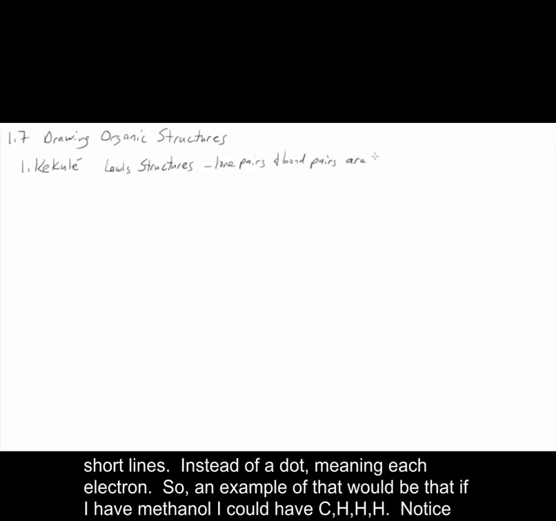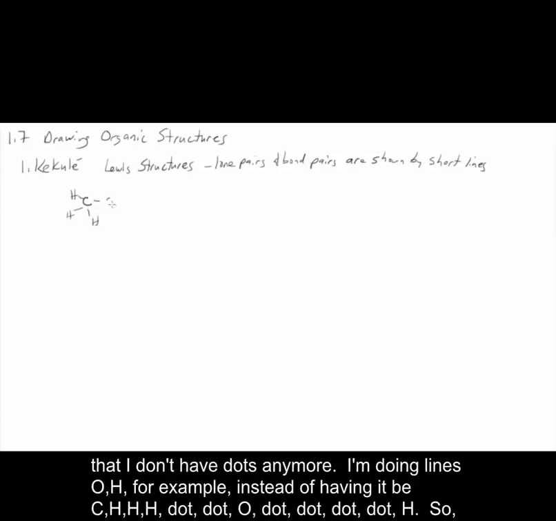And in Kekule structures, the lone pairs and bonds, or bond pairs, are shown by short lines, instead of a dot meaning each electron. So an example of that would be that if I had methanol, I could have C, H, H, H. Notice that I don't have dots anymore. I'm doing lines, O, H.